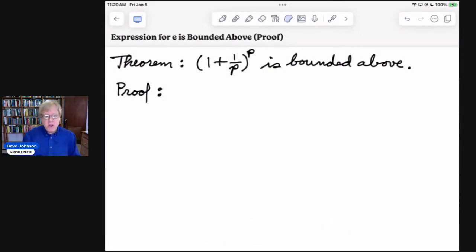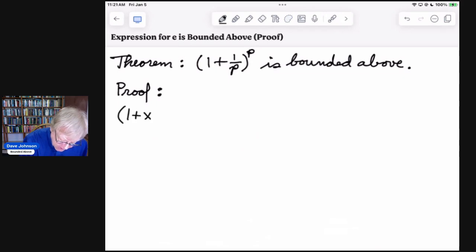So this is the same expression that I used in the other video, 1 plus 1 over p raised to the p. This time we're trying to show that it's bounded above. And I'm going to take a similar approach, although once we get about halfway through, we'll see it's very different. But again, as I said before, I don't want to use the binomial theorem. I want to use the generalized binomial theorem. And so let me write that.